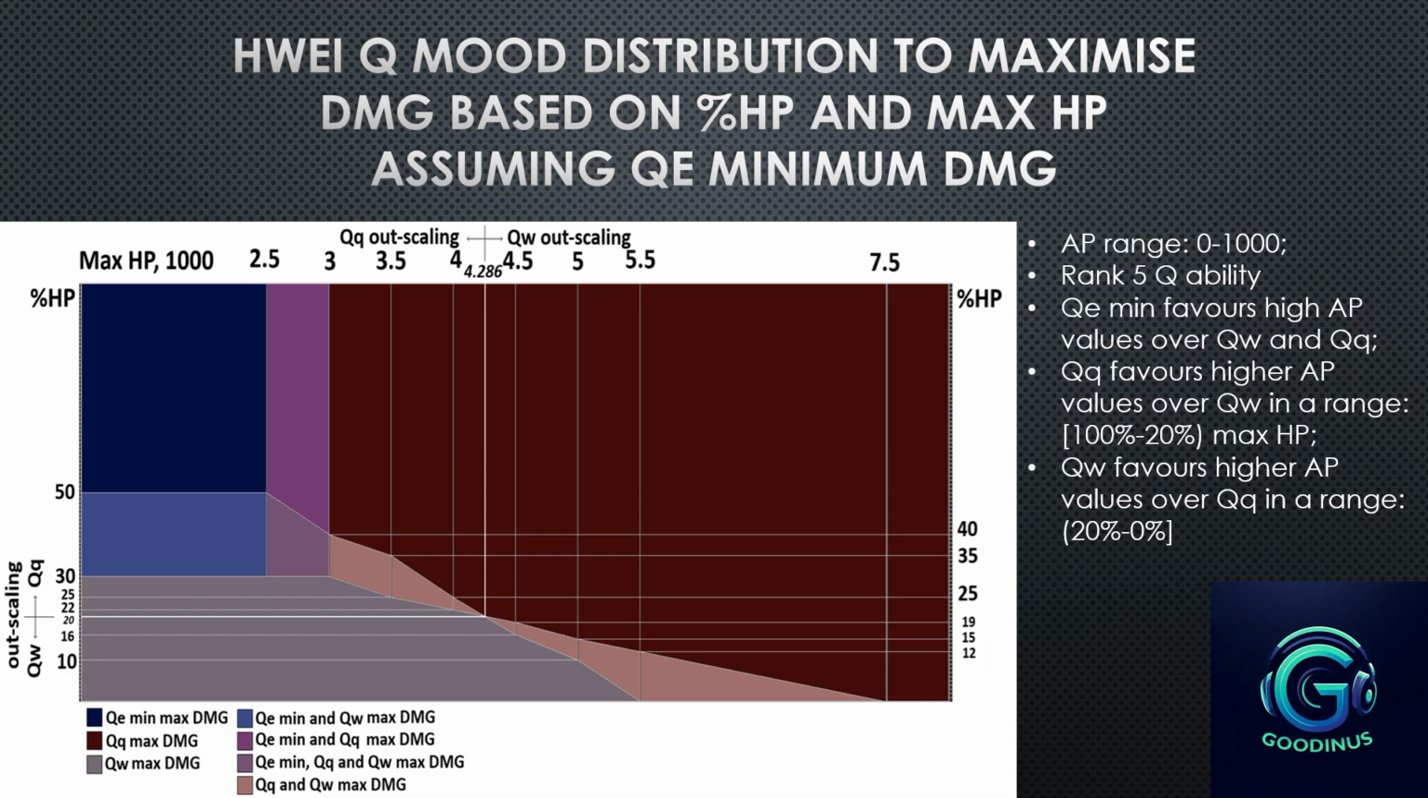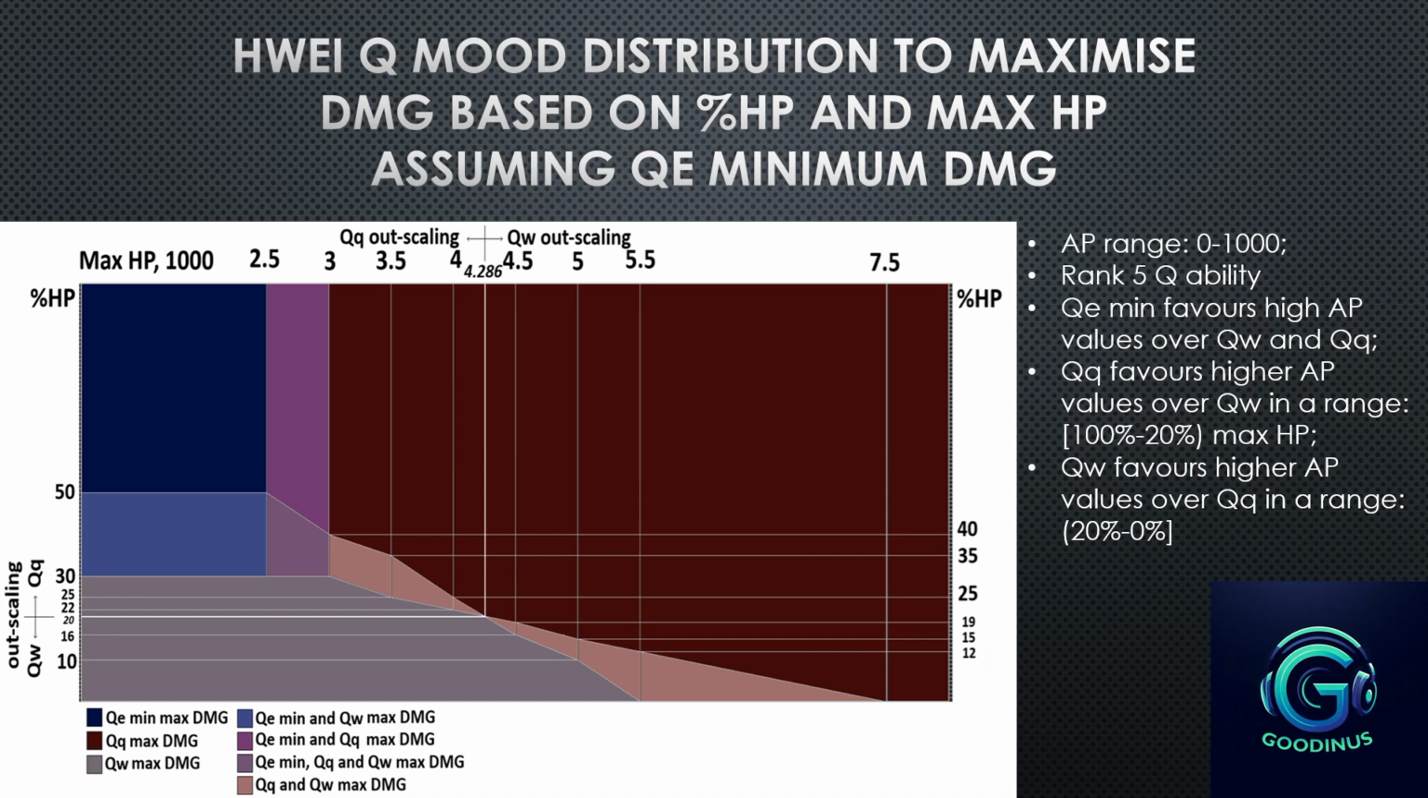Right, so in both graphs you'll see a representation of the AP range from 0 to 1000, and both graphs represent the rank 5 Q ability. You can also see that the graphs represent the percentage HP and max HP values, going for max HP from 0 to basically infinity, and for percentage HP from 100% to 0. On this graph, you can see the QE minimum, which is basically the minimum damage you can take from the QE ability. The next graph will be QE average, which is basically the damage you would typically take if you stand the whole duration in the QE ability.